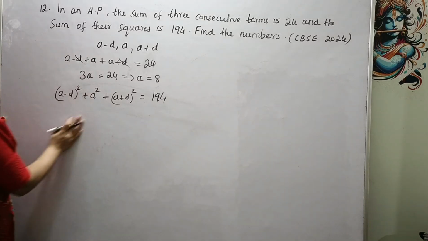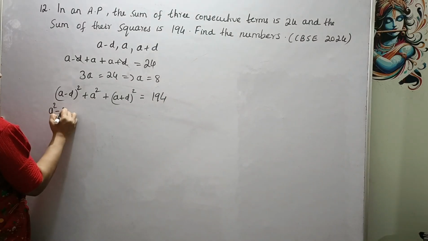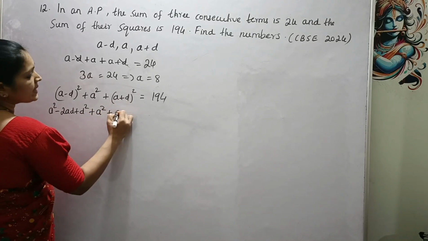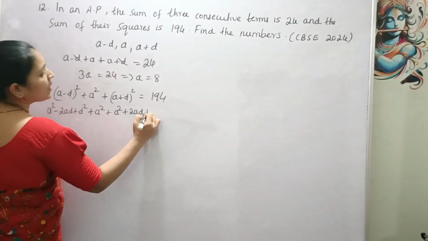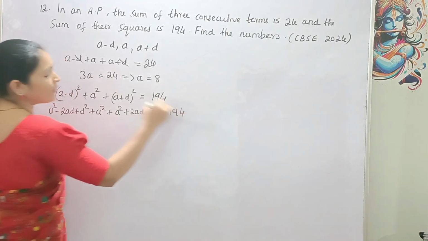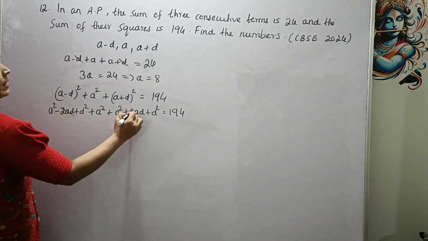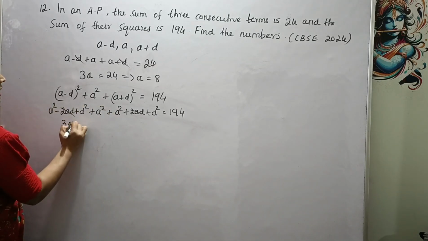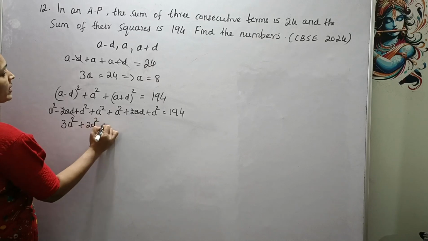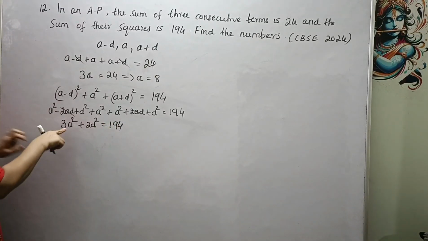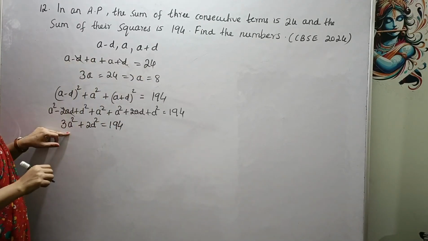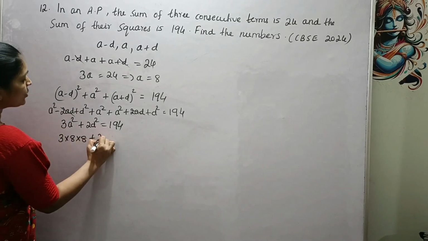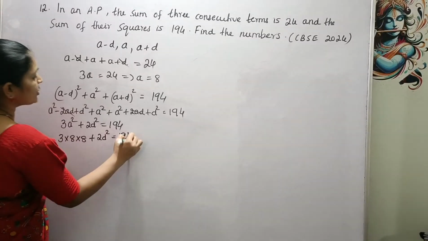Now what is its square? a square minus 2ad plus d square, plus a square, plus, expand this, a square plus 2ad plus d square is equal to 194. Here minus 2ad plus 2ad cancelled. Now how many a square? 3a square, right? 3a square plus 2d square is equal to 194. Now let's substitute the value of a. That is 3 into 8 square, 8 into 8, plus 2d square is equal to 194.